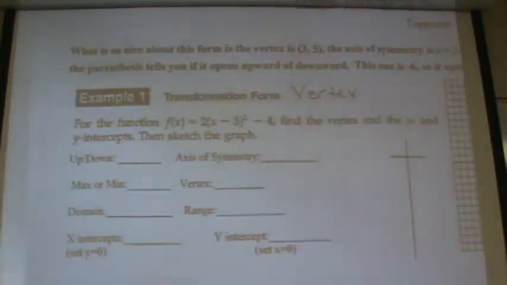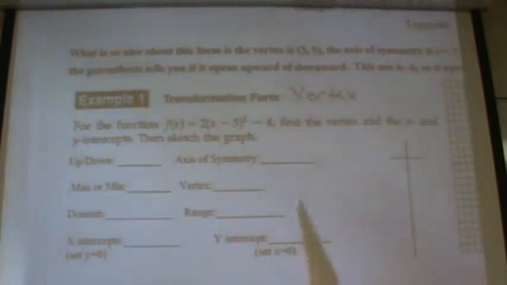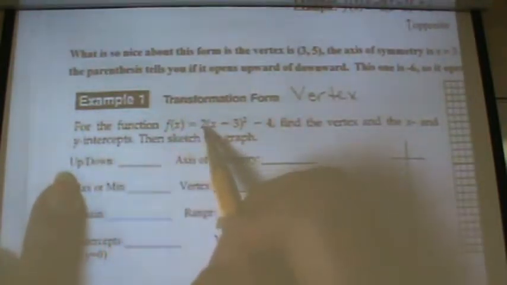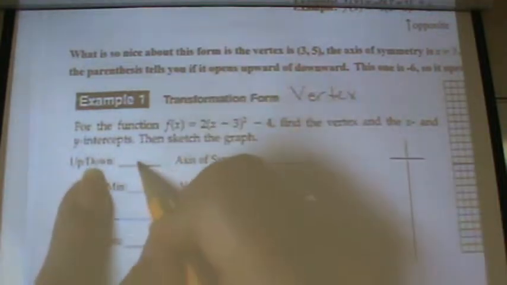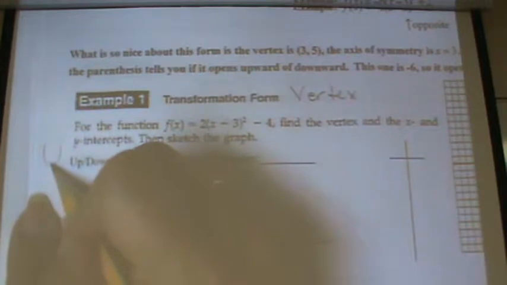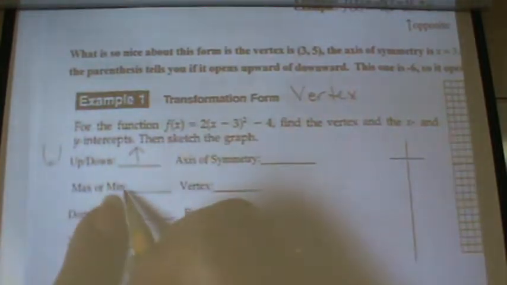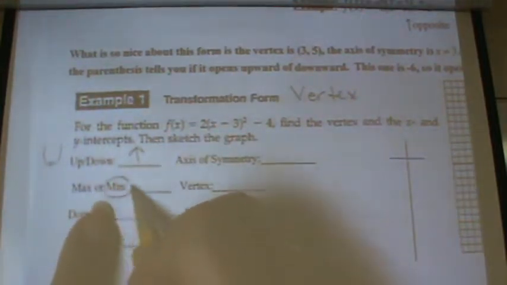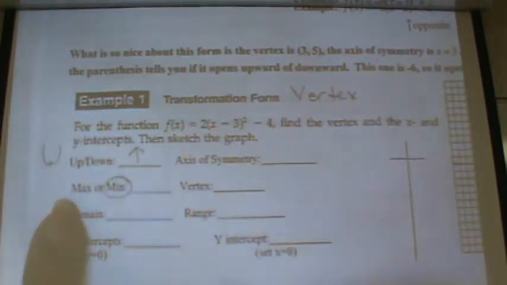Now, what's nice about this form? What are the things that are easy to identify when it's in transformation or vertex form? Your vertex. The easiest things are, is it up or down? You look at this number and it's positive, so it's up. It's happy. So if it's up, the vertex is going to be a what? A minimum value, not max.